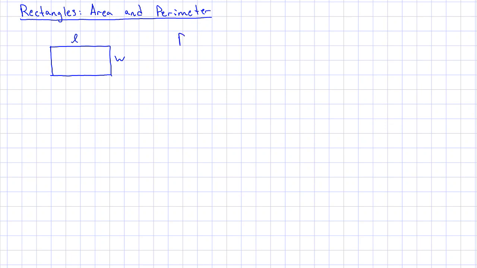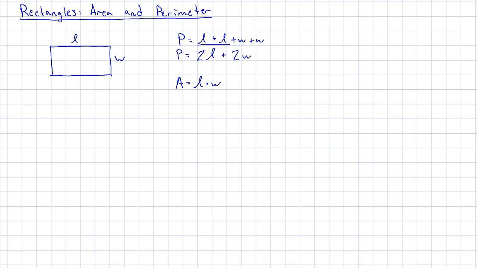So the perimeter is going to be length plus length plus width plus width. And the way we handle repeated addition is by using a coefficient. So 2 times L plus 2 times W to get the perimeter. And then the area will be the length times the width. So these are usually pretty straightforward for students.